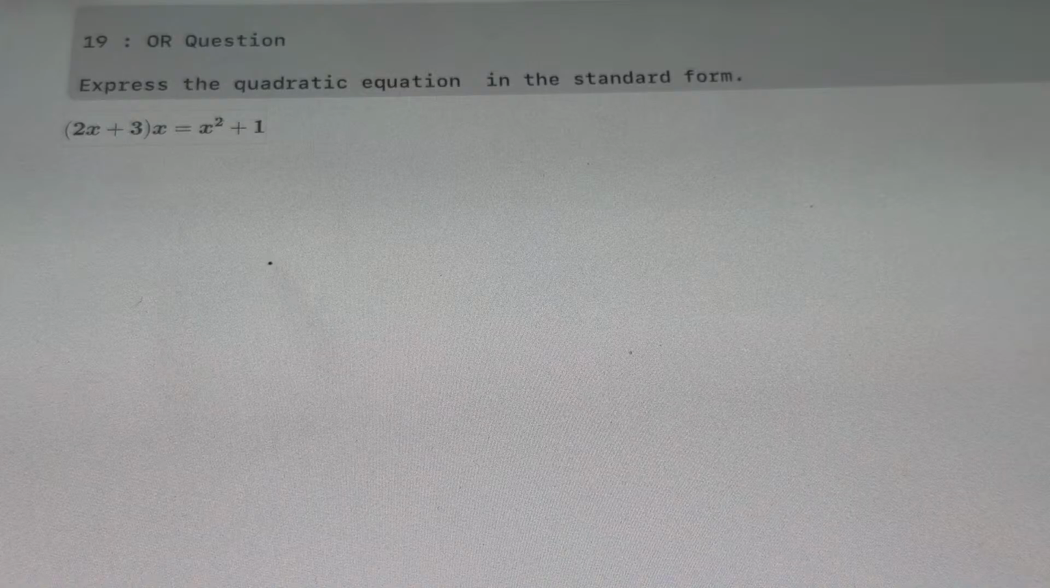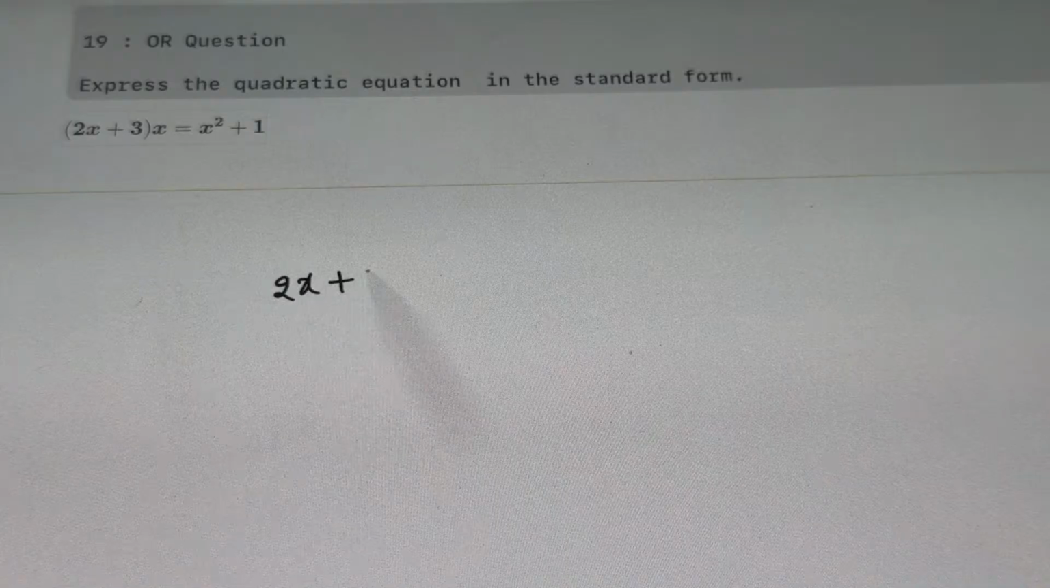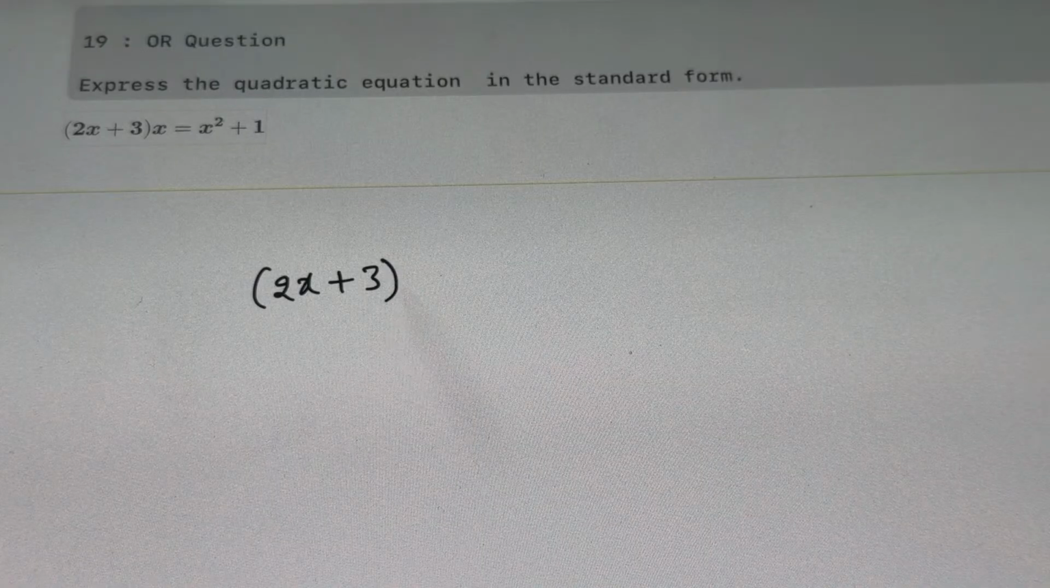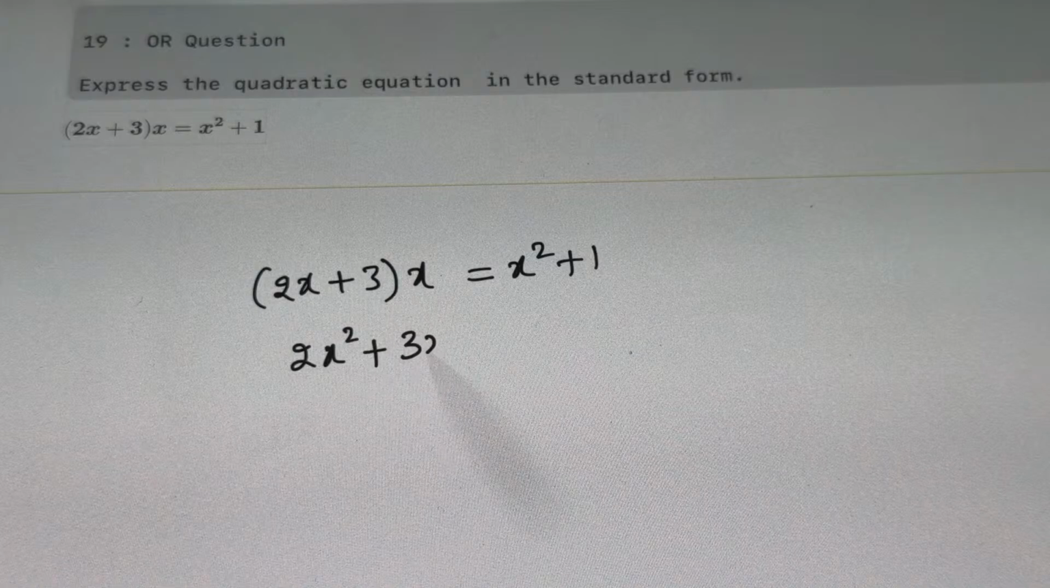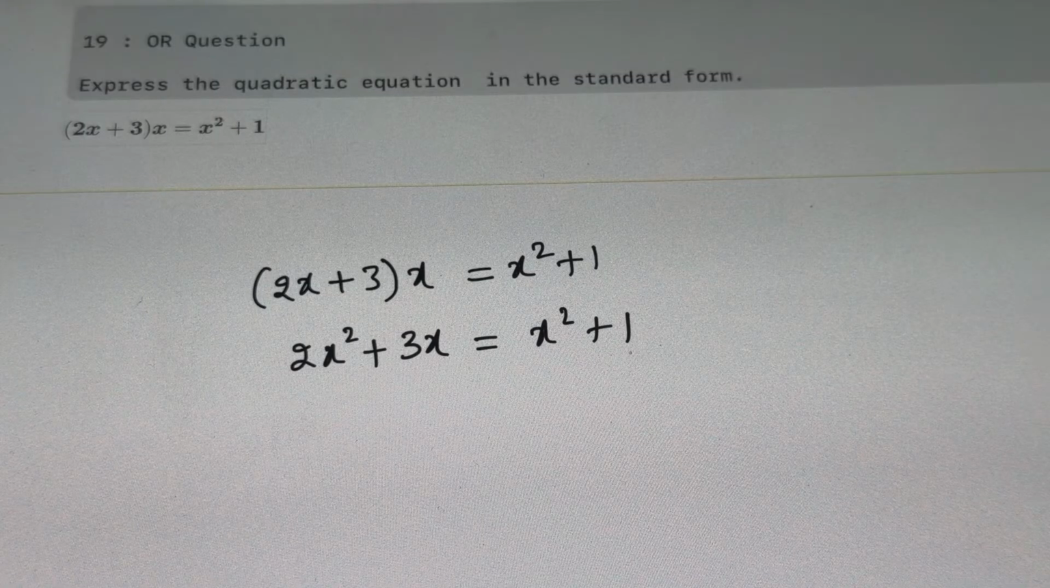So here you have to multiply the given values, add, subtract, and get into the standard form. So the standard form is ax square plus bx plus c equals 0. So first we'll write the given equation. 2x plus 3 into x is equal to x square plus 1. Now multiply the given equation with x. So x into 2x we get 2x square. 3 into x is 3x, is equal to x square plus 1.